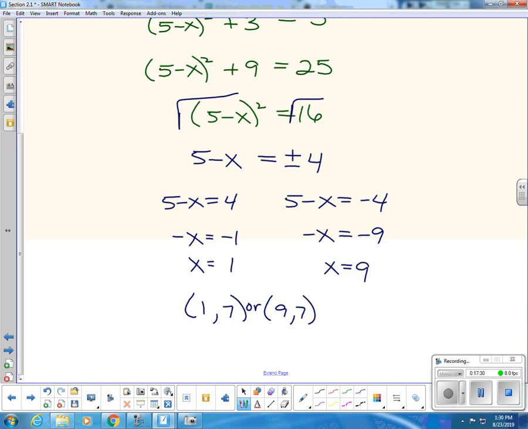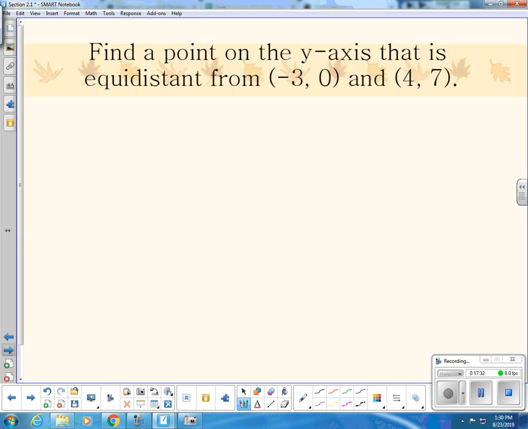Let's try another one. Find a point on the y-axis that's equidistant from (-3, 0) and (4, 7). Okay. So they're telling you the point you're looking at is on the y-axis. So don't you have part of that point already? What's that point? The x has to be a what? 0. And let's just make the y a y, because we don't know what it is. Okay?